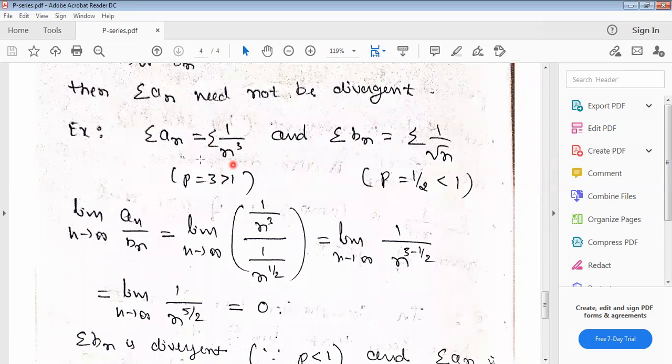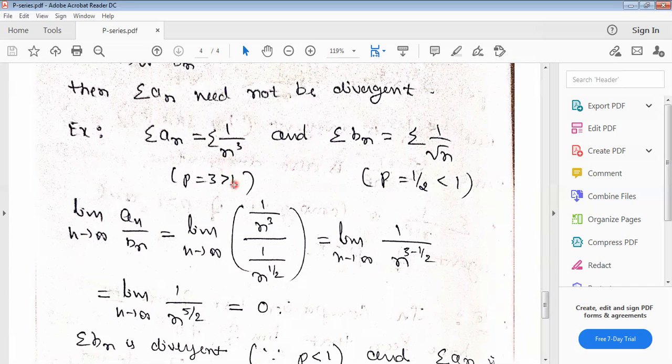Consider the two series. One I have taken as sigma an. Let sigma an be equal to sigma 1 by n cube, and another one is sigma bn equal to sigma 1 by root n. Both are p series. Clearly you can see that both are p series. In sigma an, that is in sigma 1 by n cube, the value of p is 3. It is clearly greater than 1.